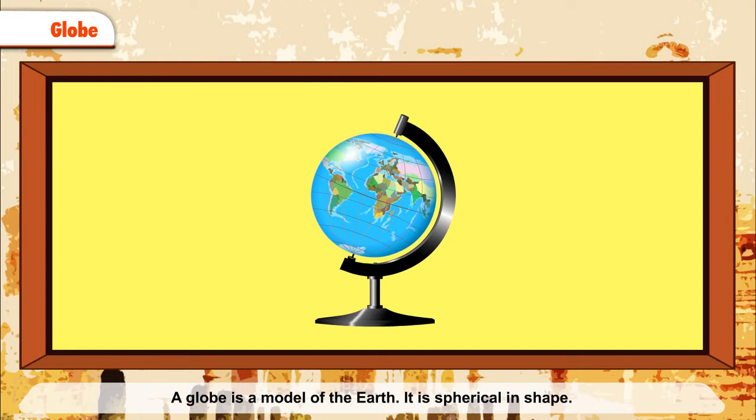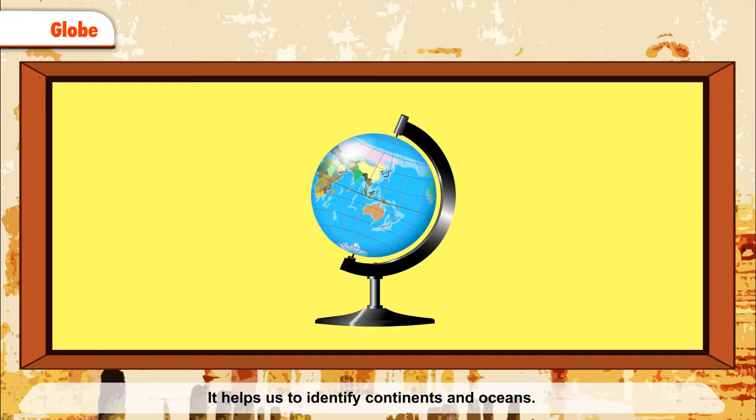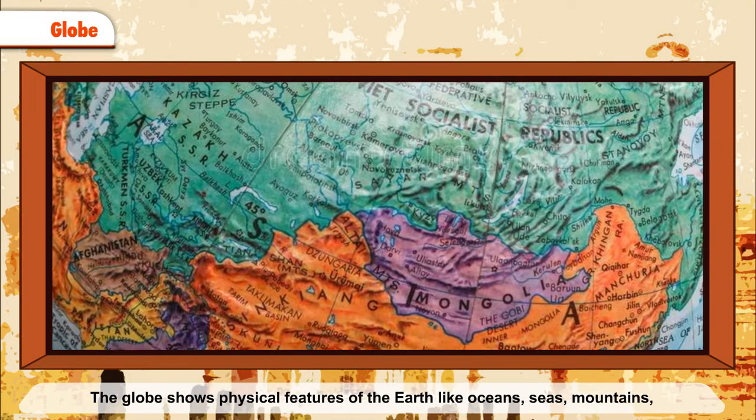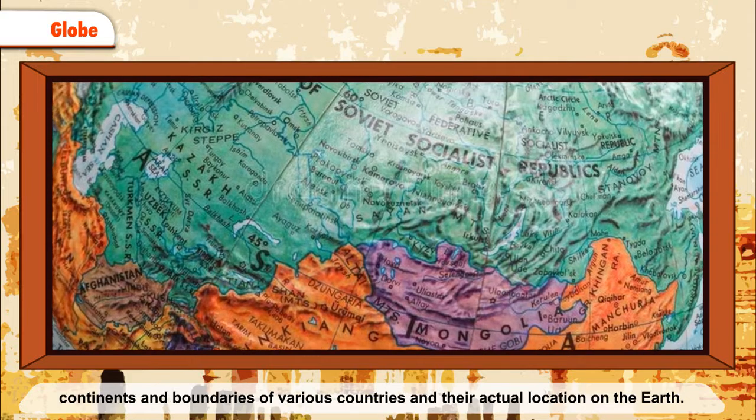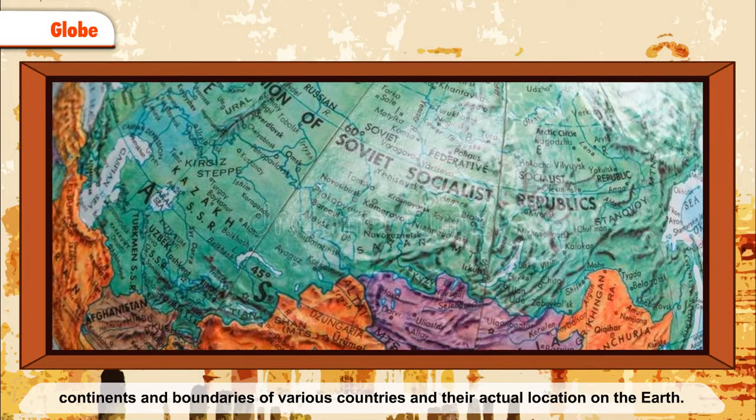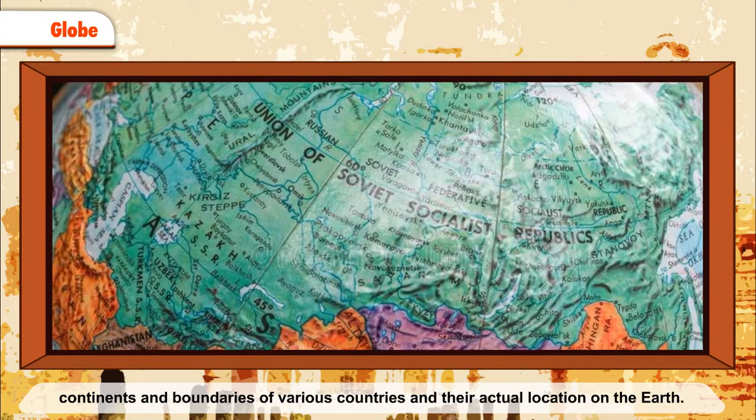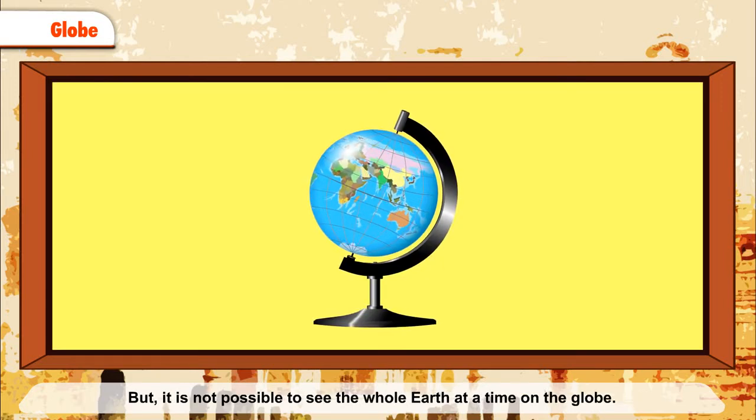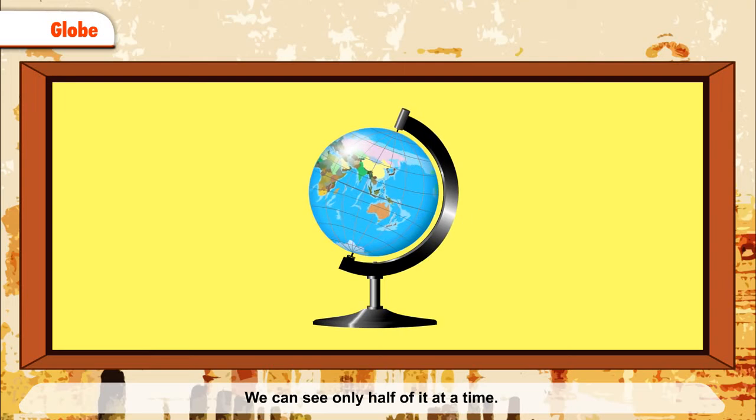Globe. A globe is a model of the Earth. It is spherical in shape. It helps us to identify continents and oceans. The globe shows physical features of the Earth like oceans, seas, mountains, continents, and boundaries of various countries and their actual location on the Earth. But it is not possible to see the whole Earth at a time on the globe. We can see only half of it at a time.